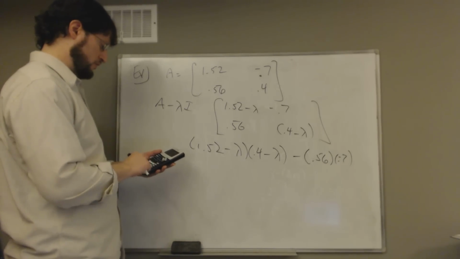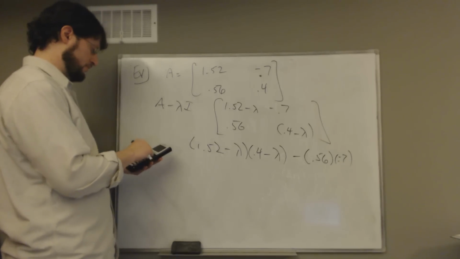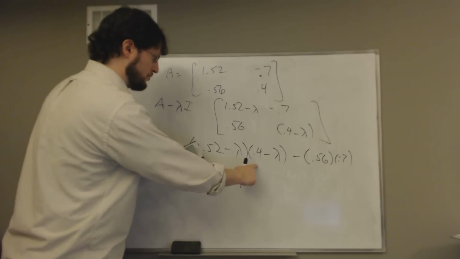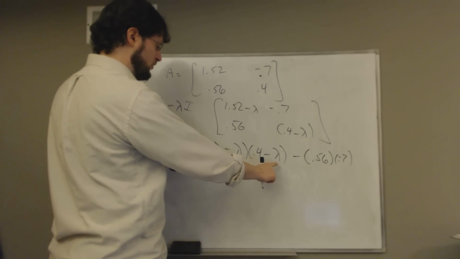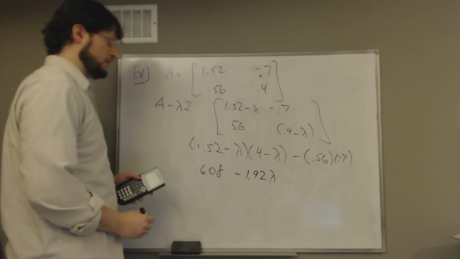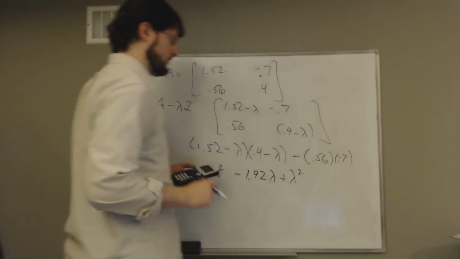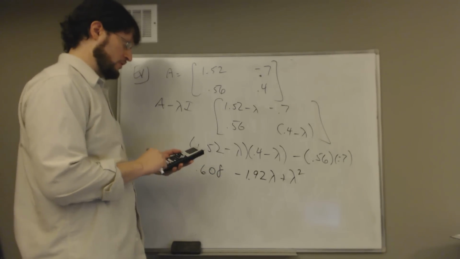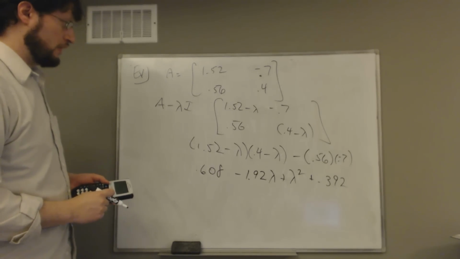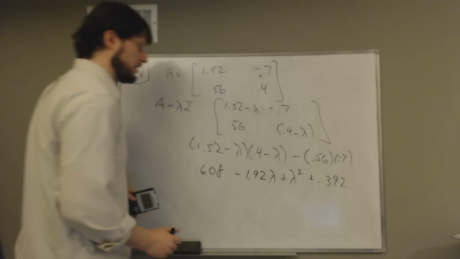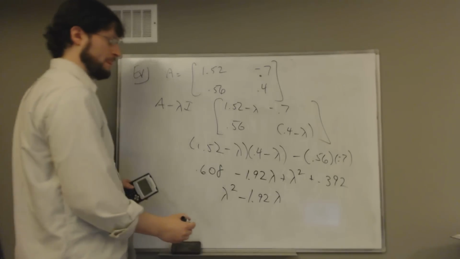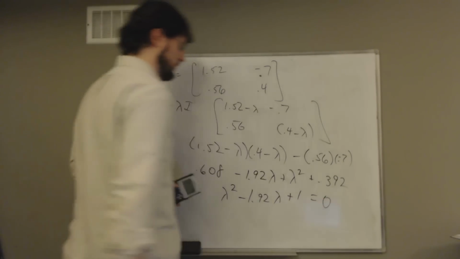And so this is 0.608. If I multiply these, I get minus 1.52 and then another minus 0.4, which is minus 1.92 lambda, plus lambda squared, plus 0.392. And that's pretty convenient because 0.608 plus 0.392 is 1. So I get lambda squared minus 1.92 lambda plus 1 equals 0.